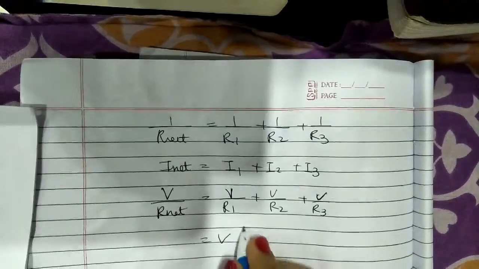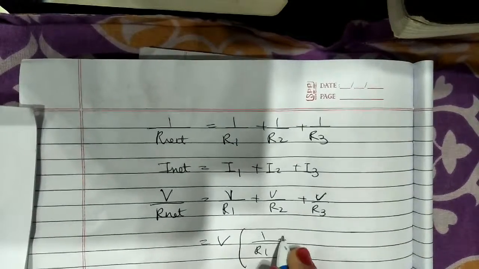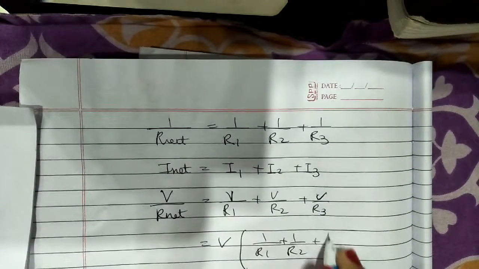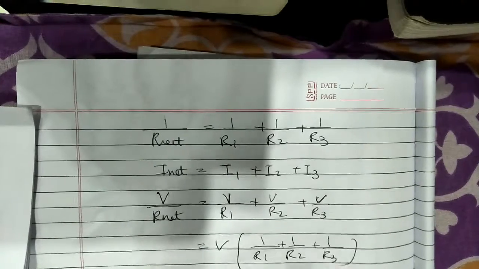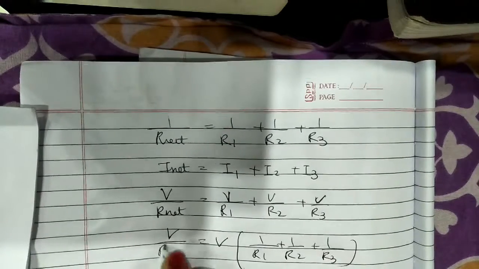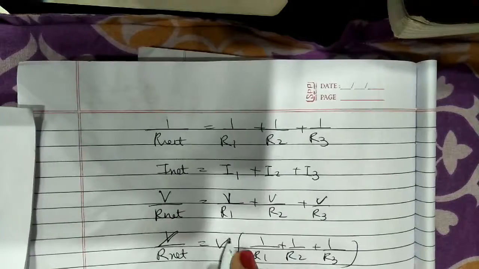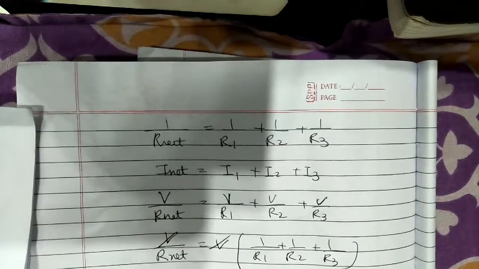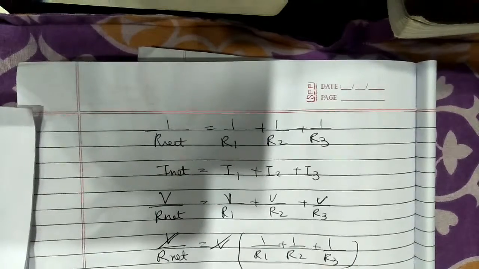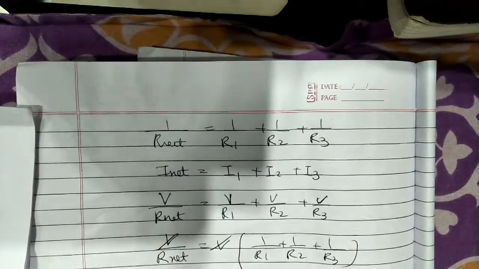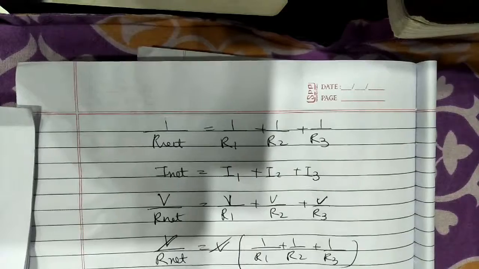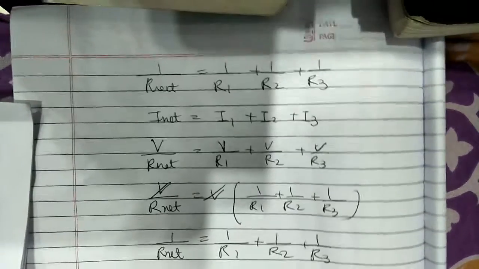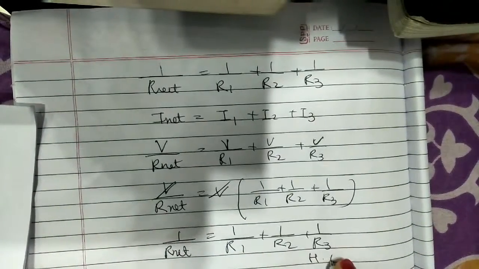From here we will take V common, 1 by R1 plus 1 by R2 plus 1 by R3, and this is V by R net. We will cancel this, so 1 by R net will come out to be equal to 1 by R1 plus 1 by R2 plus 1 by R3, and this is what we needed to prove. So hence proved.